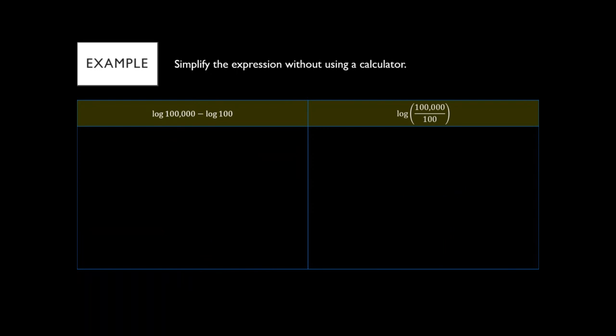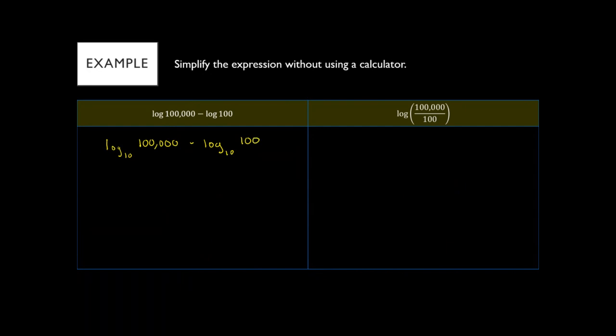So a couple more examples on this one. We've got on the left log of 100,000 minus log of 100. So if there is no base written, we assume it's base 10. It's just we use base 10 so often, if there's no number written there, we assume that it's base 10. So this is really log base 10 of 100,000 minus log base 10 of 100.